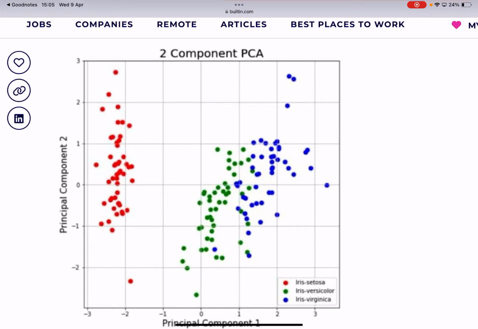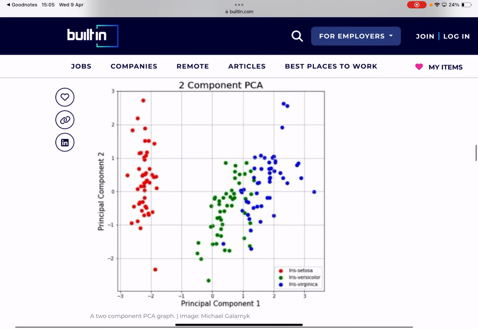So this 2-dimensional PCA is the visualization of those 4 features, and you can see how your samples are clustered. Red samples belong to one class, green samples belong to another, and the blue samples belong to another. And actually, if you're doing clustering, you can also apply clustering for classification.